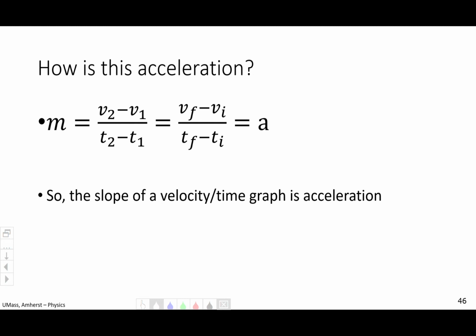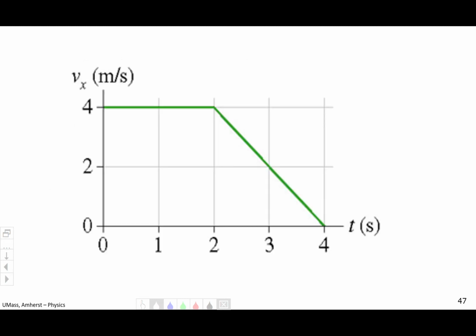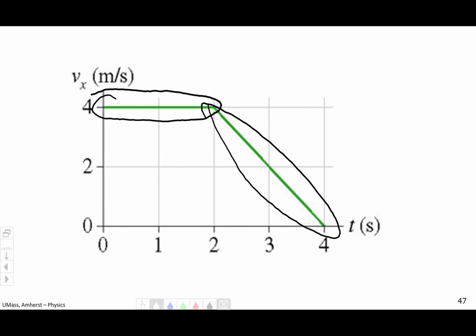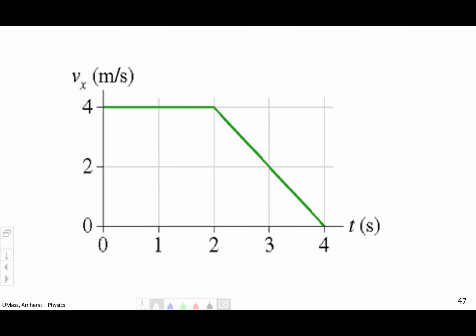So if we have delta v over delta t, we know that's the acceleration. Therefore, the slope of a velocity time graph is acceleration. Let's look at how we would determine that. This graph has velocity on the y-axis and time on the x-axis. This particular graph has two distinct sections. We have this section and we have this section. Let's start with the first section.